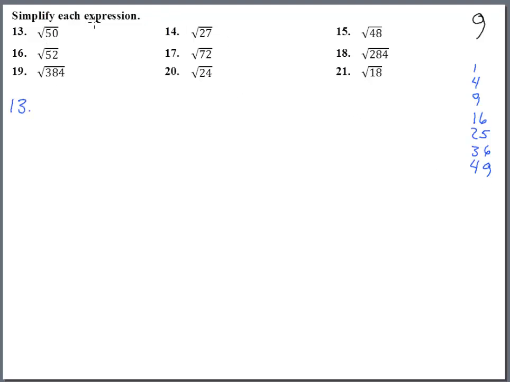So any of those numbers go into 50, and yeah, 25 goes into 50. So we take what's the square root of 25? 5 square root of 2. So 25 just became a 5, and the 2 stays there.